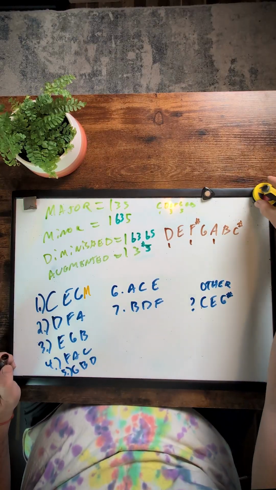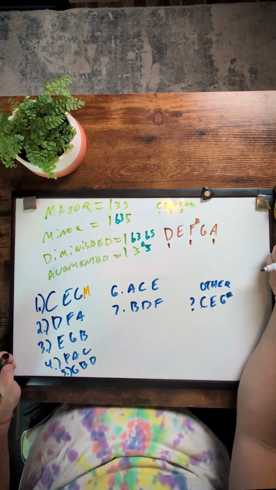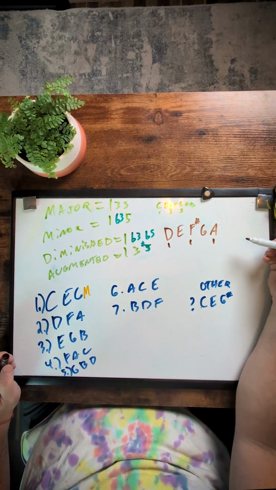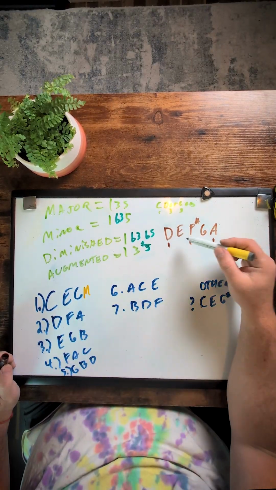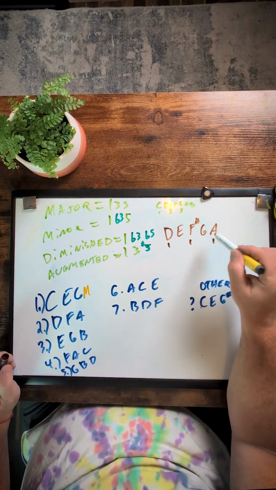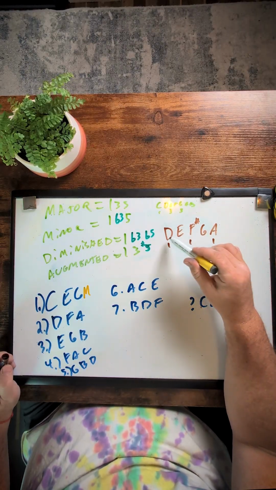You don't even need to go past the fifth note because we know we're only using the first five to do this. So the first five notes of whatever major scale that's the same letter name as the chord name. So D, F sharp, A. That's the D major scale.